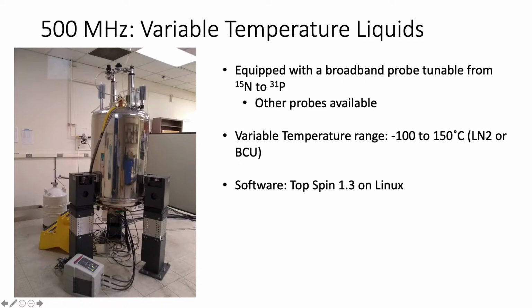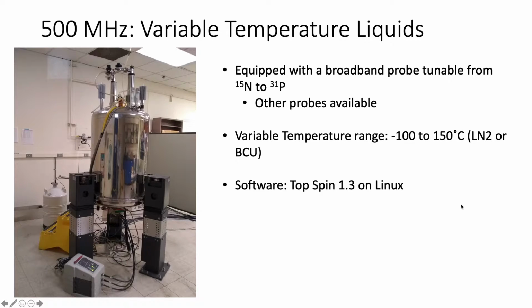Now, with this instrument, there is a module attached to the back of it that allows you to vary the temperature between minus 100 to 150 degrees Celsius, either through liquid nitrogen or an external cooling unit that does not require that liquid nitrogen. Keep in mind that if you want to reach lower temperatures, you will need to go to the liquid nitrogen setup, and that can be supplied by the NMR staff for a price, or you can bring your own liquid nitrogen in.